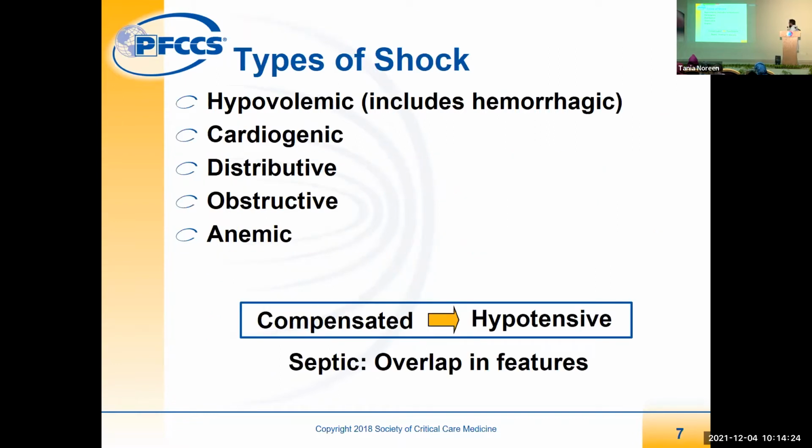So we all are familiar with these types of shock. Hypovolemic, that is most commonly seen in the pediatric age group. Cardiogenic shock is also not uncommon. Distributive, it's partially hypovolemic maybe. Obstructive shock is also very common. And in some circumstances, we come across anemic shock as well.